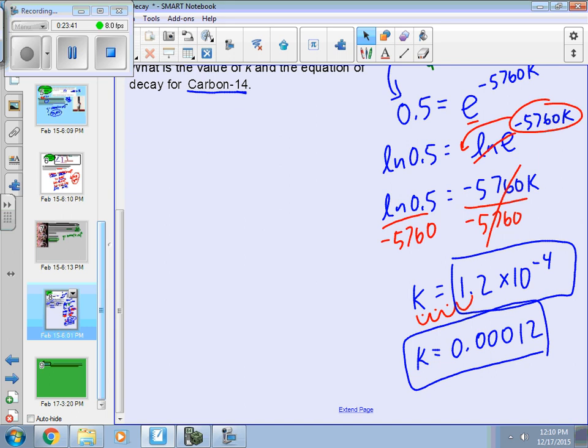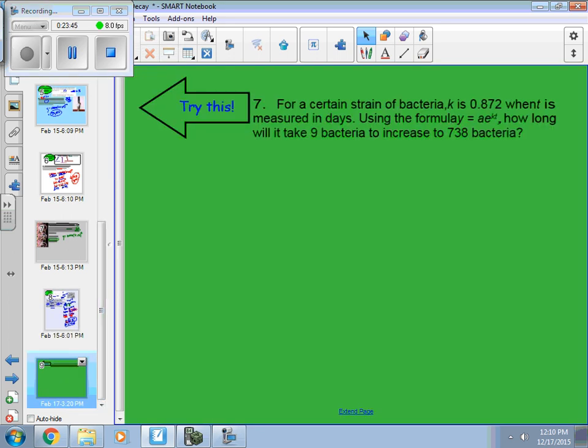If they're asking half-life, they want to know how long till half of it is left. So your starting amount doesn't matter. Your ending amount should be half of that. All right, one more of these.